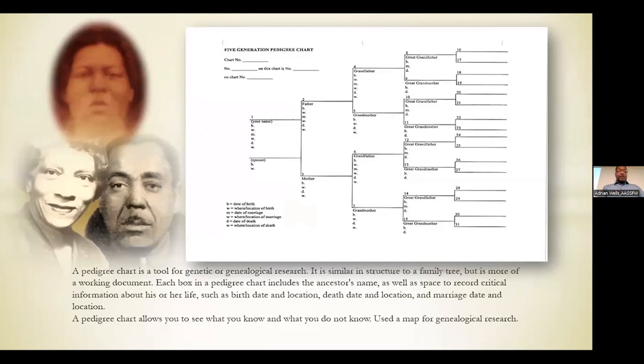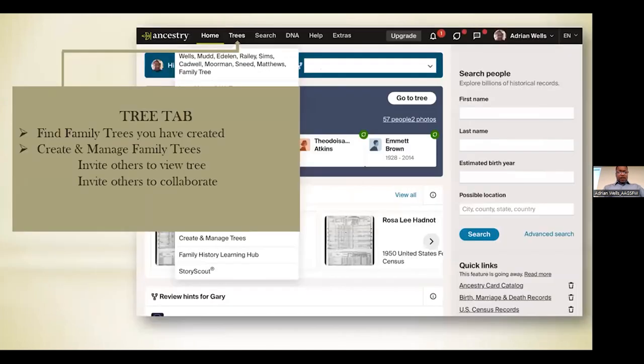And so this is just an example of a 5-generation pedigree chart. This is something that I say everyone who wants to start genealogy should start with first, because it allows you to start with yourself and your parents, your grandparents, great-grandparents, and so forth. And you're able to put information on here to see what you have and what you don't know, and it can be the basis to start your search. And then once you do that, you can start your search. You can go to Ancestry.com and start your search.